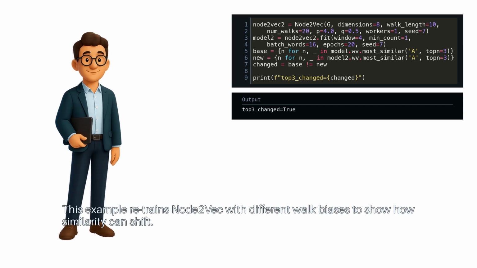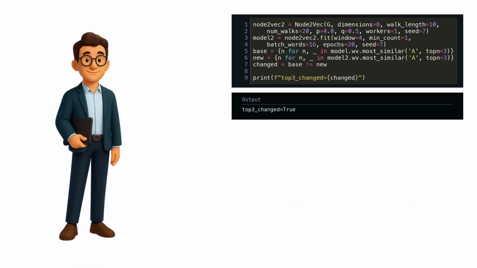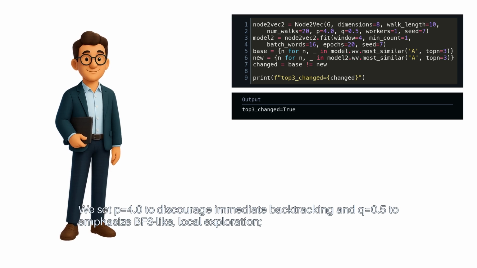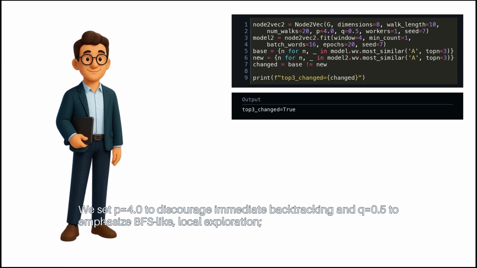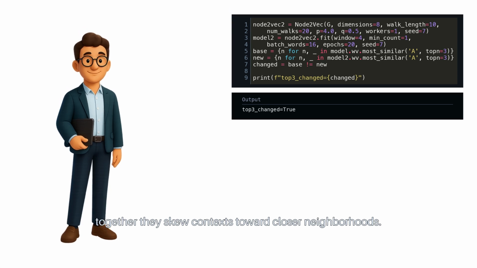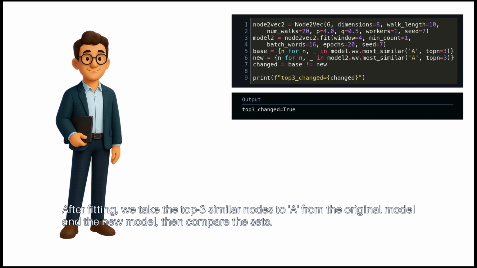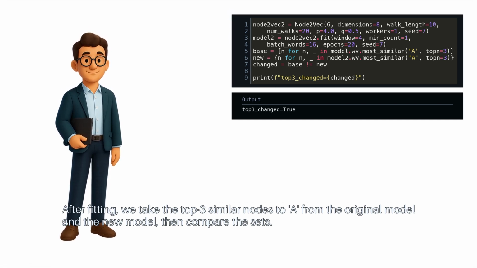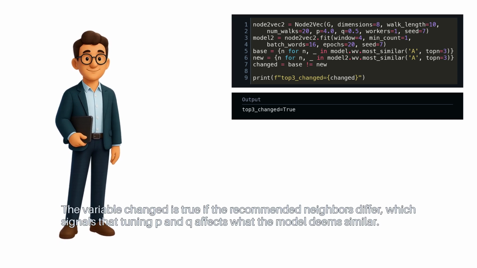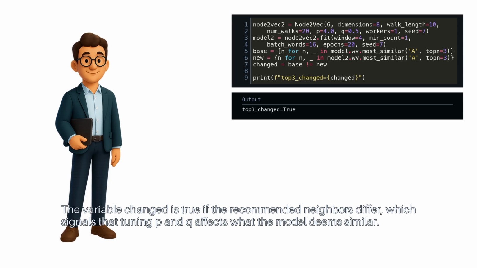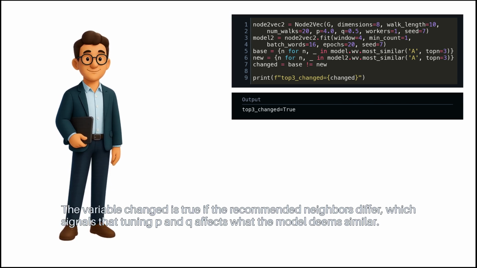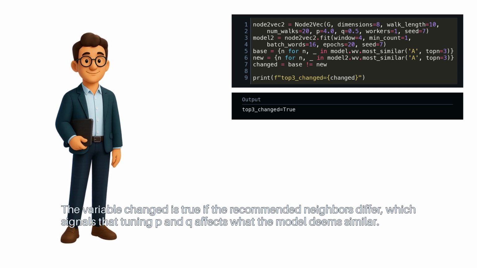This example retrains Node2Vec with different walk biases to show how similarity can shift. We set P equals 4.0 to discourage immediate backtracking, and Q equals 0.5 to emphasize BFS-like local exploration. Together, they skew contexts toward closer neighborhoods. After fitting, we take the top 3 similar nodes to A from the original model and the new model, then compare the sets. The variable changed is true if the recommended neighbors differ, which signals that tuning P and Q affects what the model deems similar.